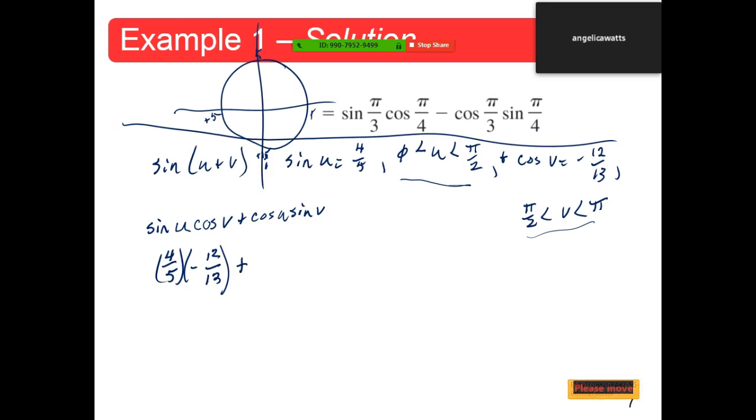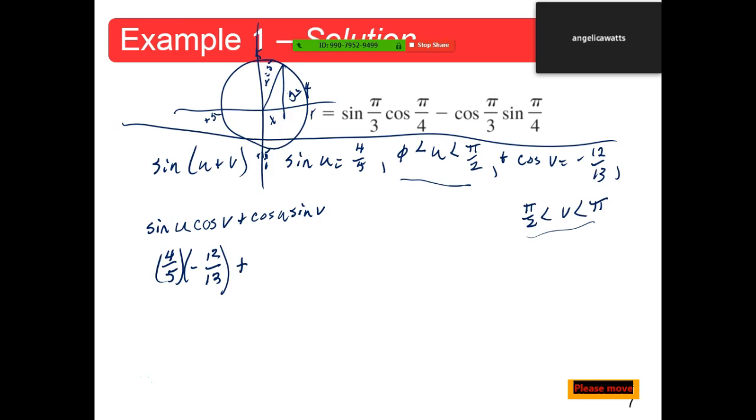Sine is opposite over hypotenuse, where hypotenuse is the radius, it's always positive. So the sine is the opposite side, which is the y. Because if you draw the triangle here, the opposite side is y, the adjacent side is x. So this is x, y, and r. So sine is y over r. So that means your y is 4, your r is 5. What does that make x to be?